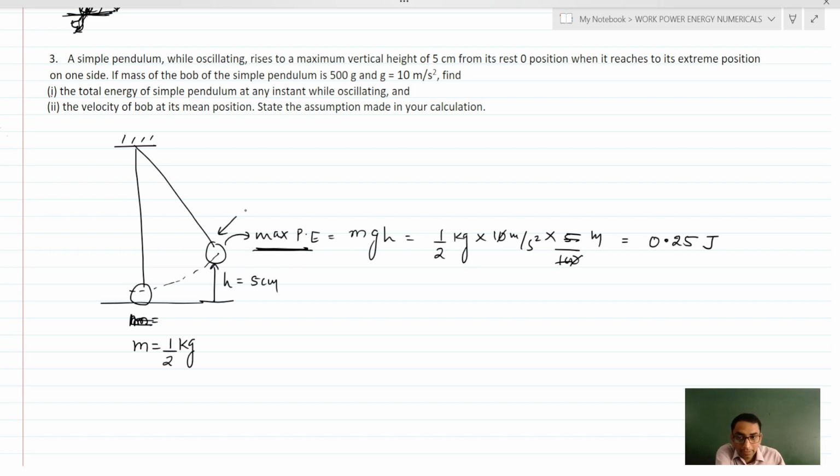And here the kinetic energy is going to be 0 because the bob will be at rest at maximum height. So the total energy is equal to kinetic plus potential. So this is 0.25 joules plus 0 joules. So the answer is 0.25 joule. That is the answer to the first part.